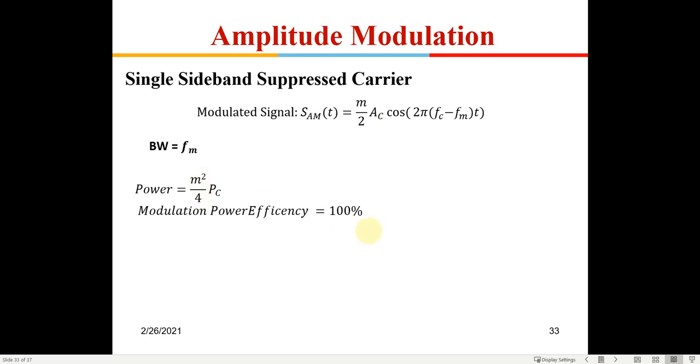Okay, now the modulation power efficiency is also 100%, because there is only one signal being transmitted, which contains the information about the signal. So there is no additional carrier. So you can call the modulation power efficiency to be 100%.